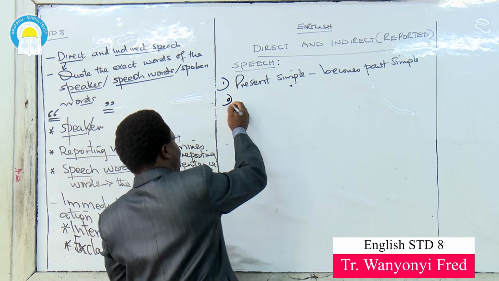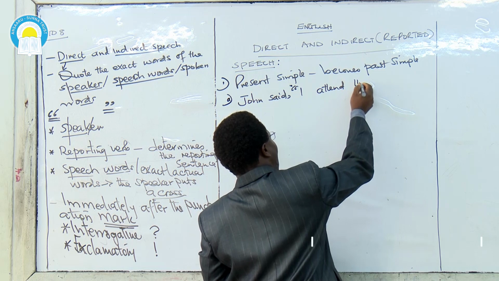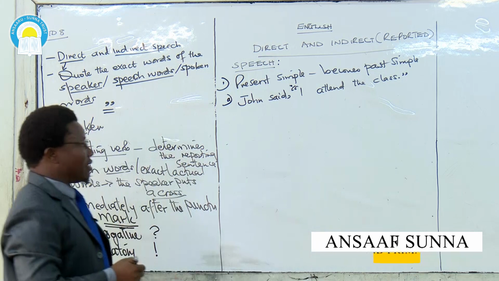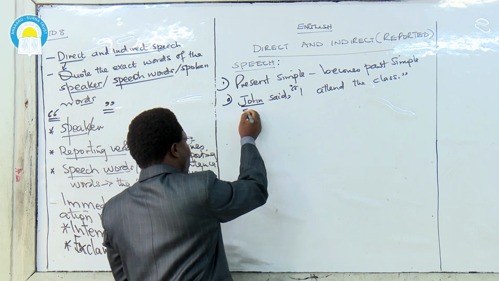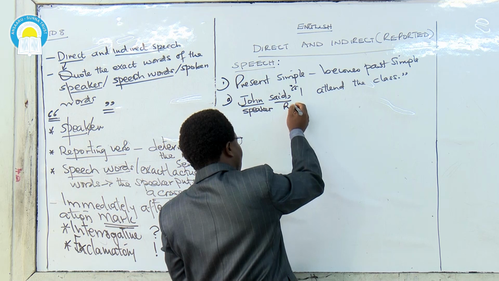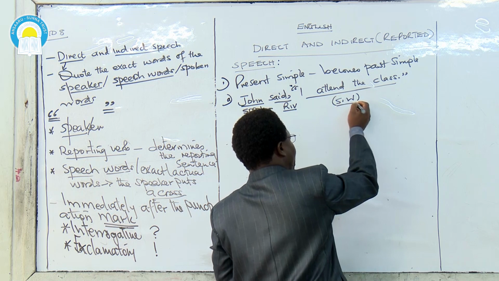Consider a sentence: John said, "I attend the class." This sentence is in the present simple tense. John said, "I attend the class." John is the speaker. Said is the reporting verb, abbreviated as RV. "I attend the class." These are the speech words, abbreviated as SW.